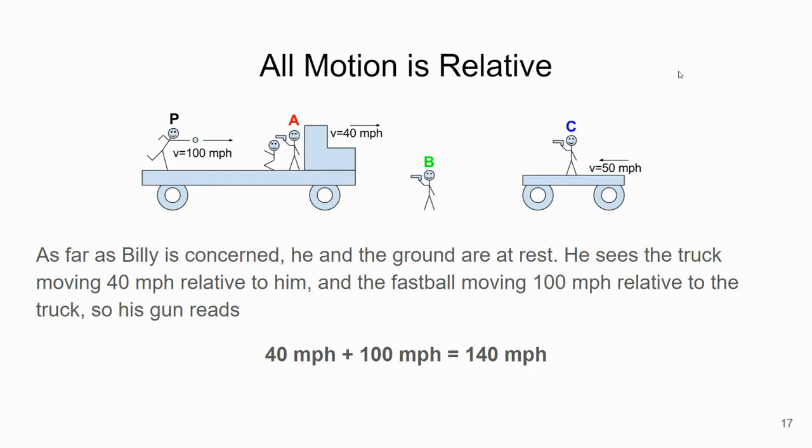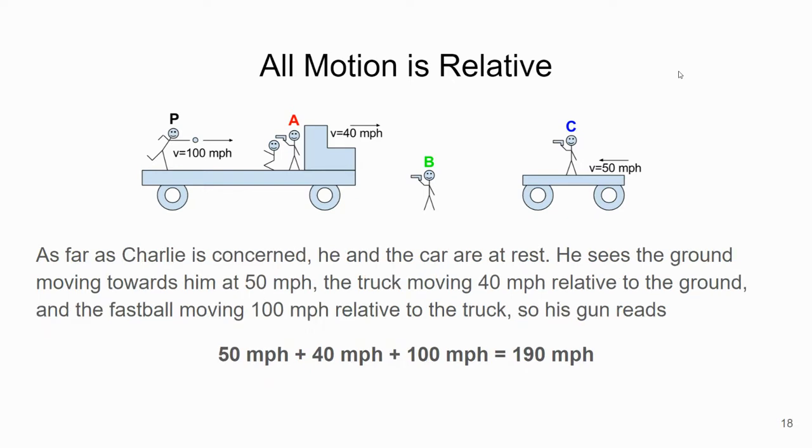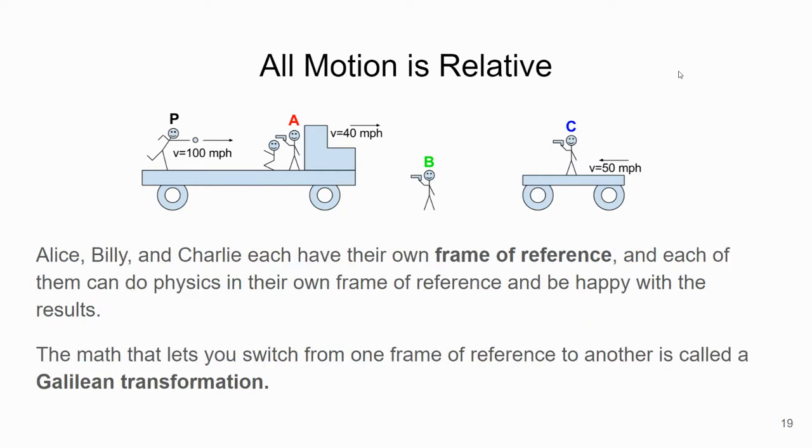Charlie's radar gun is going to read, and this is always the trickiest one, 190. Charlie's not going to say, I'm going to the left at 50 miles per hour. He's going to say, the ground is coming towards me to the right at 50 miles per hour. The truck is going another 40 miles per hour relative to the ground, and the pitch is going another 100 miles per hour relative to the truck. So they all add up to 190 miles per hour. If Charlie were going the other way, then it would be different. You would subtract one of the numbers.